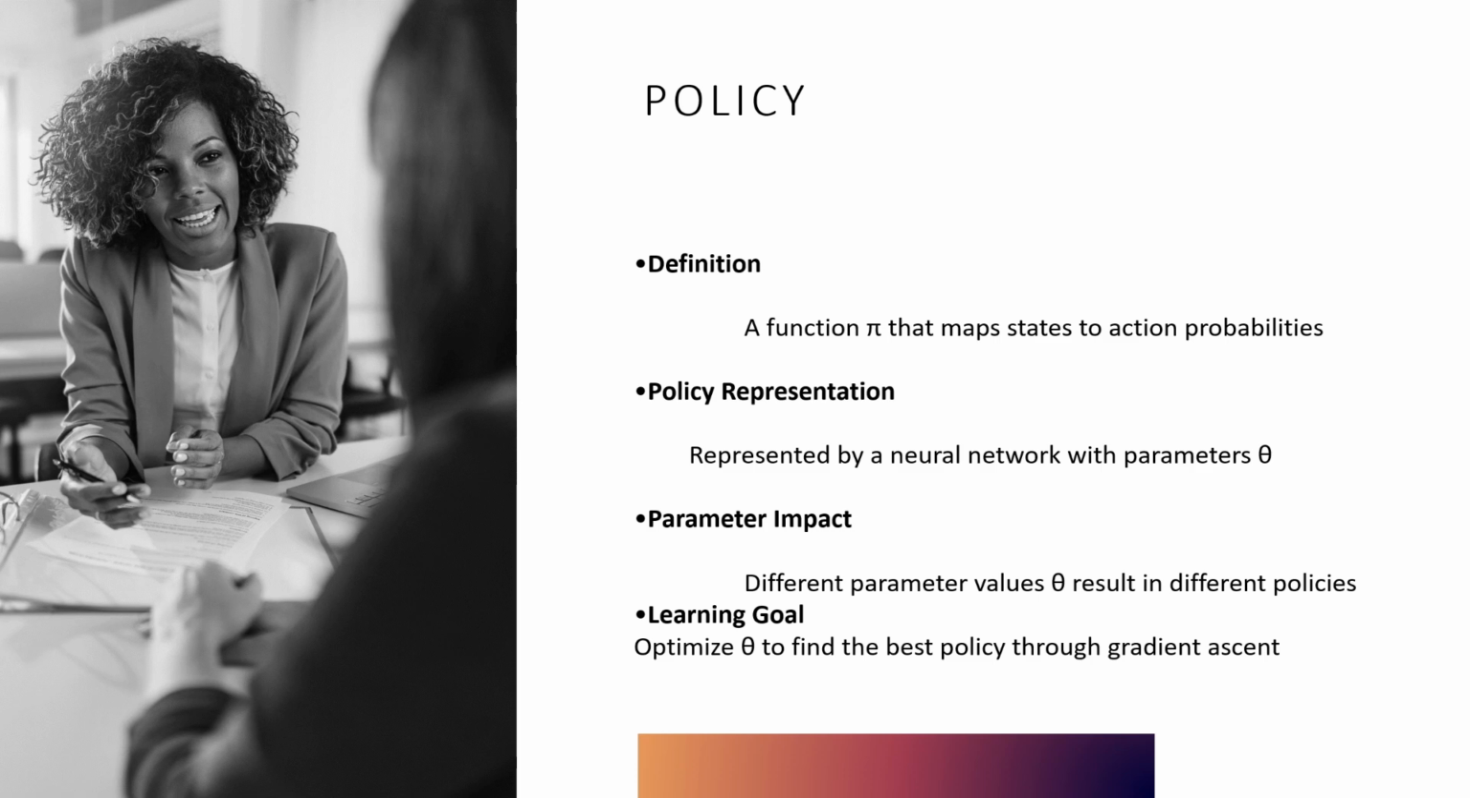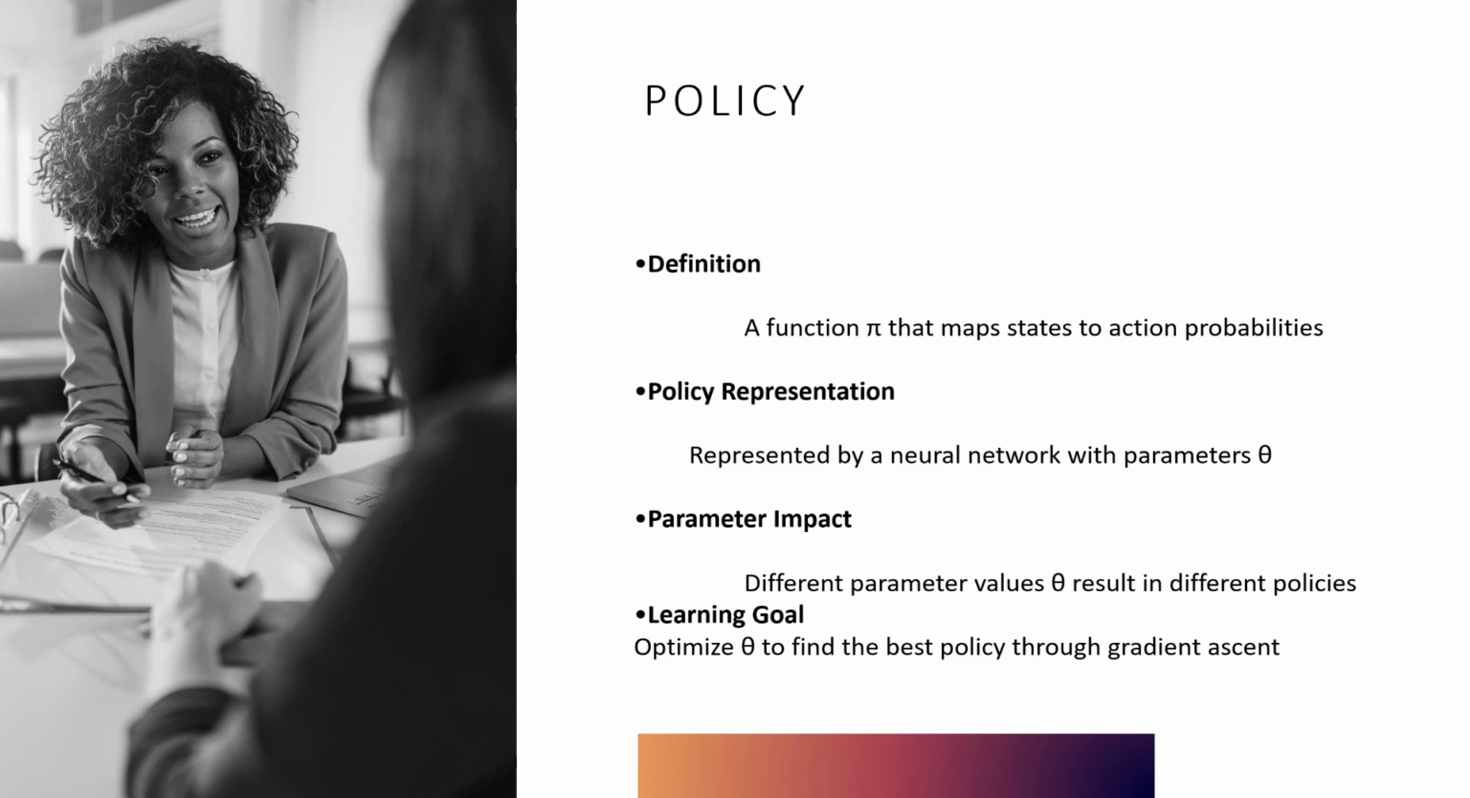So first, let's look at what a policy is. A policy is just a function that maps states to actions. For example, if I'm in a game of chess, the positions of the chess pieces could be the states, and I will have all the different moves, and I would like to assign a probability to each of them. Those will be determined by the policy pi.